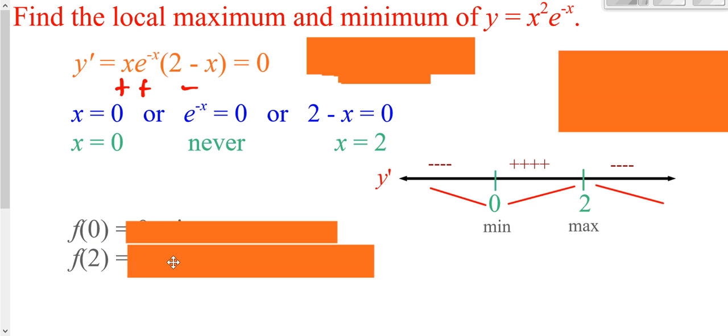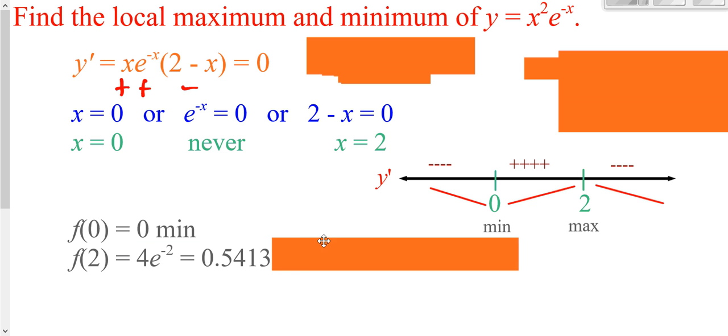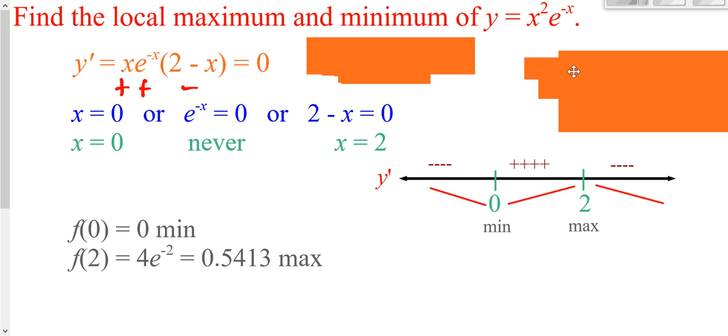You're actually looking for the local max and min, so that means you've got to actually plug these into your original function. Take 0, plug it into your original function. Well, 0 times e to the 0 would be 0, so that's your minimum. Plug in 2, you get 4 times e to the -2. And so that would be your maximum.